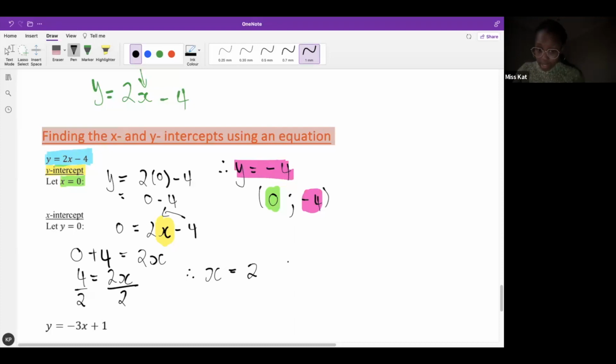Now, coordinates. Let's not forget that. Let's highlight. We said y equals 0. So your y coordinate has to be 0. And then we said x equals 2. So then your x coordinate has to be a 2. How are we feeling about this?